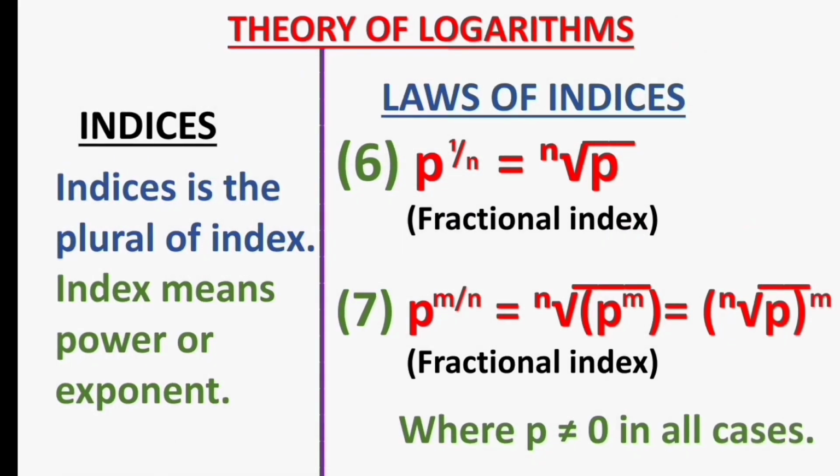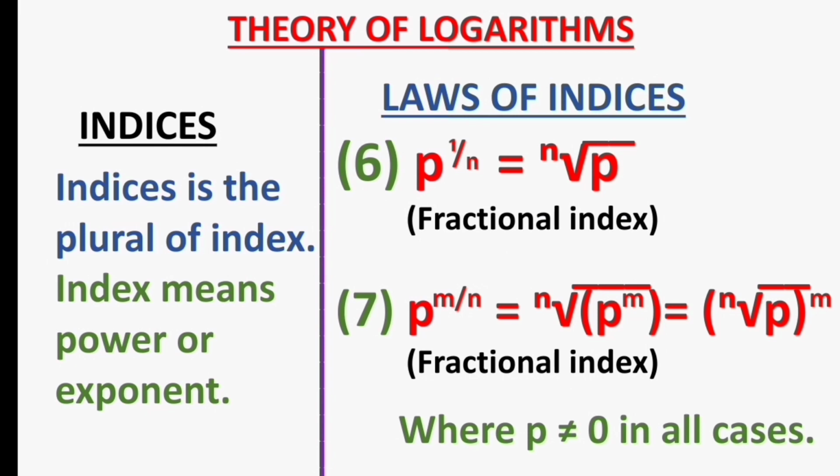The sixth and seventh laws of indices involve fractional index. Here, when we have a fractional index, it will produce a root. In law number 6, p raised to the power 1 over n is equal to the nth root of p. For law number 7, p raised to the power m over n is equal to the nth root of p raised to the power m.